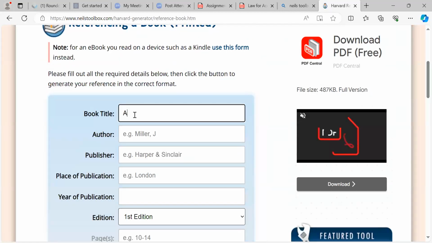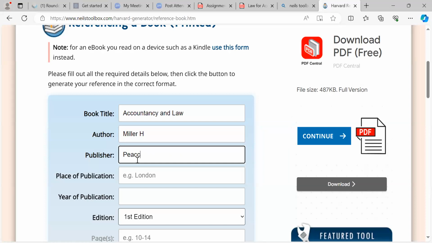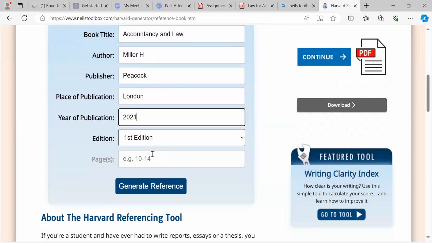So the book is called Accountancy and Law, okay? Can you all see what I'm doing? Yeah. It's by Miller H. Publisher Peacock. Just an example for you, so you've got an idea. These kind of sites will help you. Publishing London, year of publication maybe 2021, and the edition is maybe first edition, and the page 34. Okay, so now you go to generate the reference.